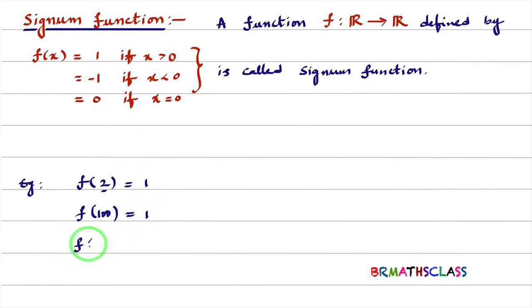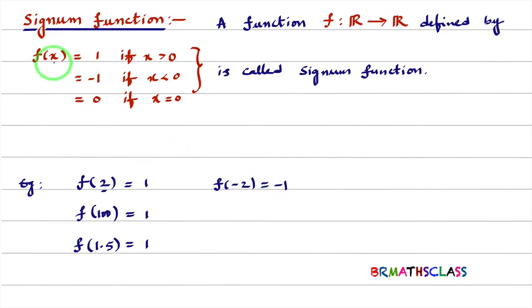Okay. f of 1.5. 1.5 is greater than 0. So which function to choose? First function. So f of 1.5 is 1. I hope you are understanding. Similarly, f of minus 2. You observe this minus 2 is less than 0. So in these three functions, which function to choose? When x is less than 0, we need to choose this middle function. What is the middle function? Minus 1. So f of minus 2 is minus 1.